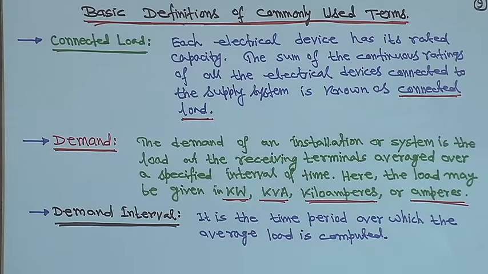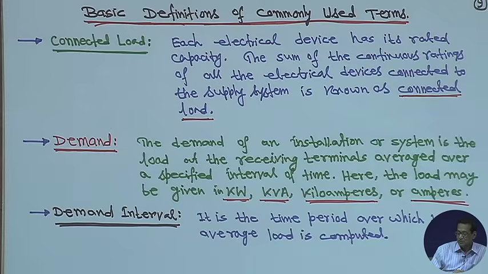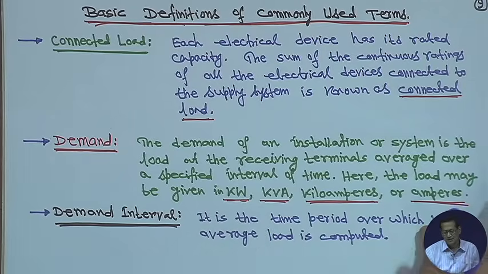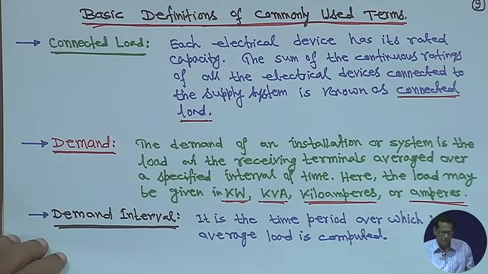Then demand interval, it is the time period over which the average load is computed. Suppose for a day you have 24 hours, so every hour load, then you try to compute the average load for 24 hours. So that 24 hours is the demand interval, the time period over which the average load is computed. We will take many examples, at that time you will see. So, connected load, demand interval.